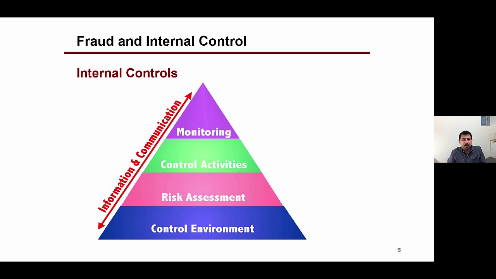There are 5 internal control components. Those components start with the control environment, which is sometimes called the tone from the top of the company. This is the tone that the company management sets, where they emphasize the importance of integrity and, for example, zero tolerance, etc. And they also explain their ethical values and management's philosophy.